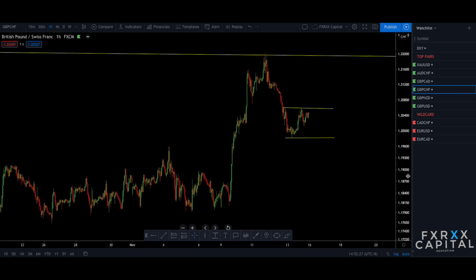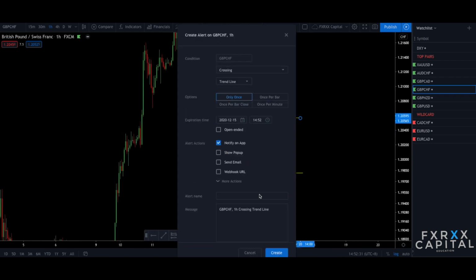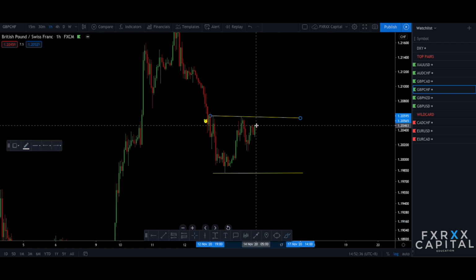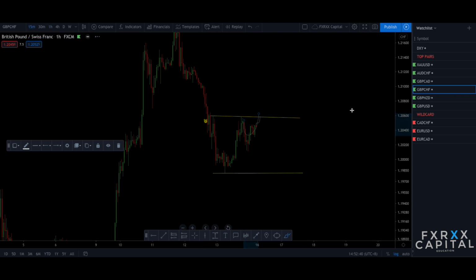You can see I want to set an alert from this area, and I expect price to create an arc from this area. You can see a clear arc in 15 minutes.